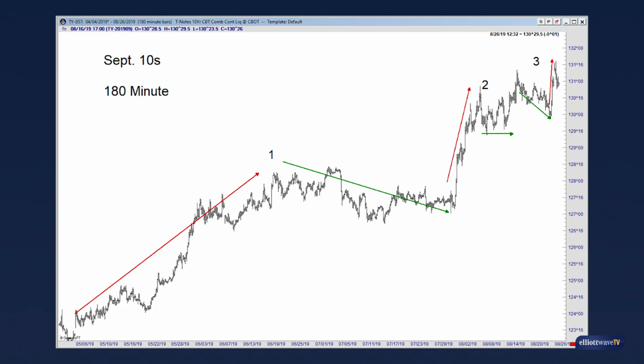Let's start by looking at the first chart. On this chart, what we're seeing is September 10-year futures. This is a 180-minute chart. Now, the first red arrow on this chart shows a strong and impulsive move into the peak in June 2019. That is a strong trending signature. Look at the move after number one in green. What you see is a choppy corrective move, a counter trend move, a non-impulsive move. That told you that the trend was still to the top side.